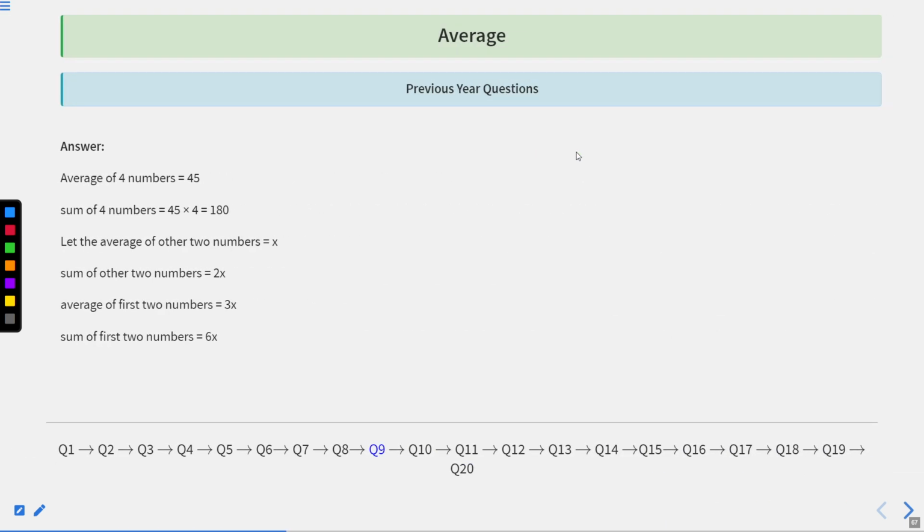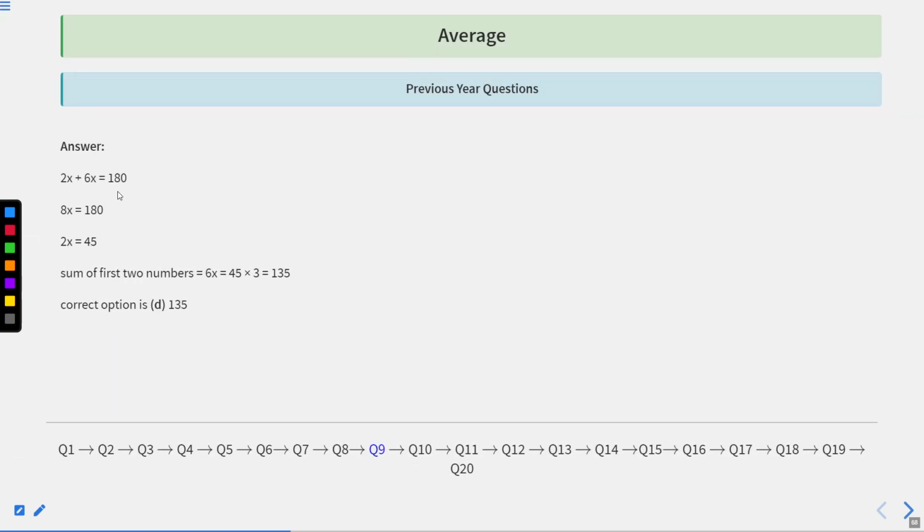So let us have a look over the solution now. Average of 4 numbers is 45. That is already given to us. So the sum of 4 numbers is going to be 45 into 4, that is 180. And let's suppose the average of other 2 numbers is x. So the sum of other 2 numbers will be 2x. Correct? Obviously. So the average of first 2 numbers will be 3x. So the sum of first 2 numbers will be 6x.